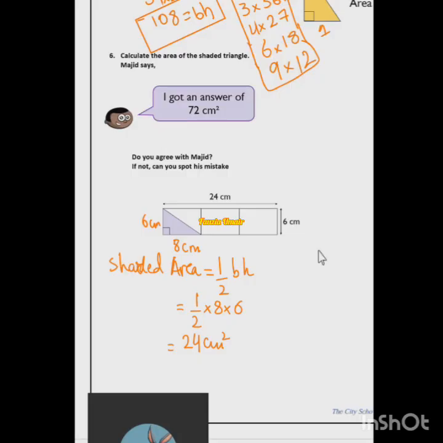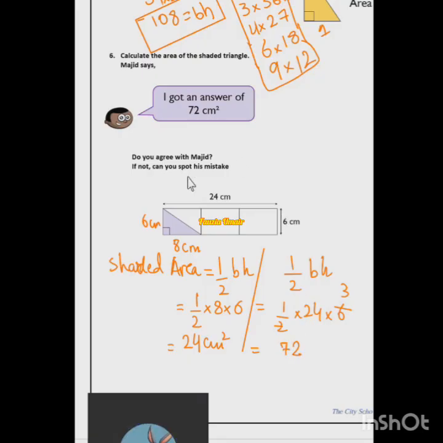So what is he doing wrong? We need to find the mistake, and also how he got 72. He multiplied 6 by 24, I think. He put the value of base as 24 maybe. So in half BH, he is using the wrong value of B. He's putting 24 here instead of 8. So 24 into 3 is 72, right? This is the mistake he's making.